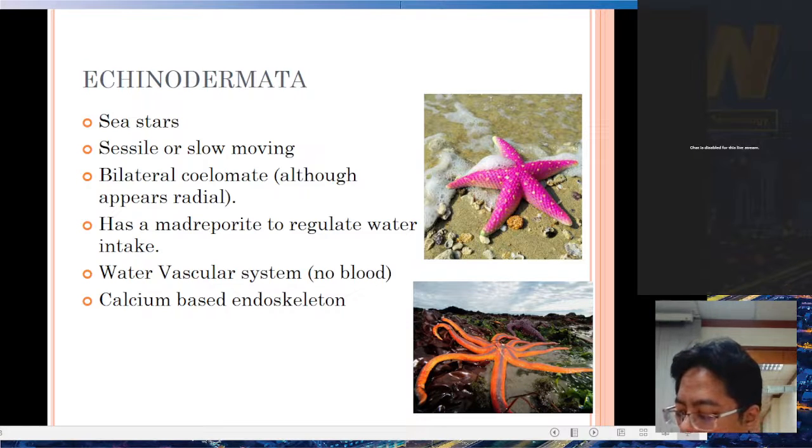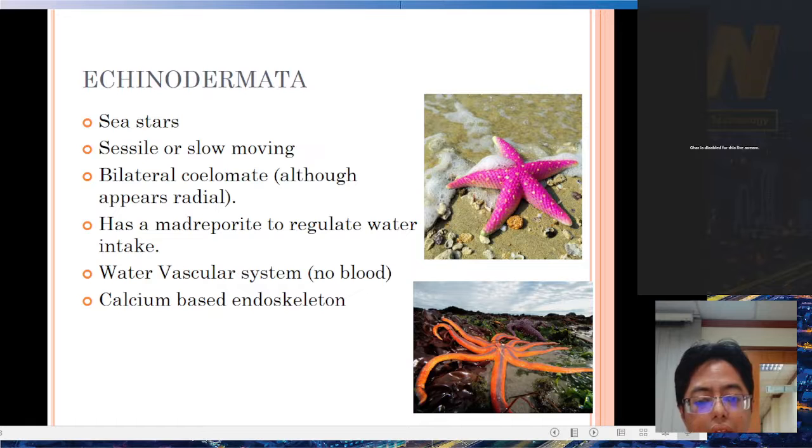Okay, no, sorry, it's not really radial. They look radial, but the organs are actually bilateral. They also have a madreporite to regulate water intake, and they have no blood at all. They just have a water vascular system. So when you squish them, water will come out.